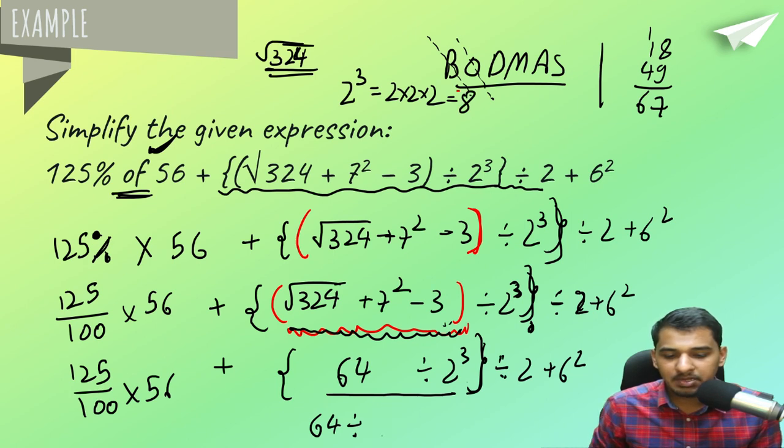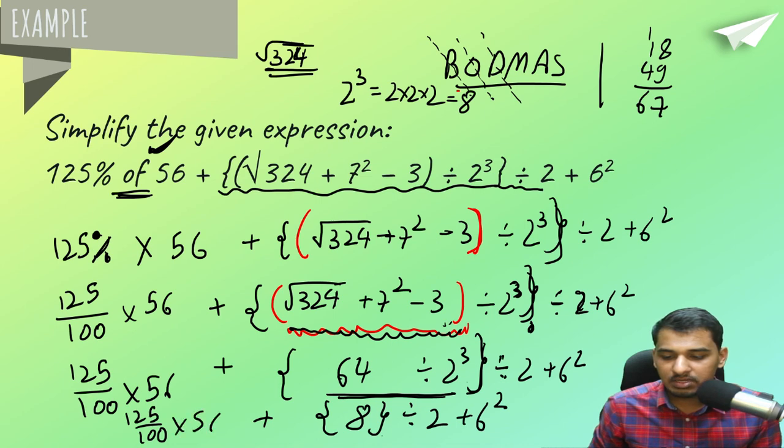So we'll replace this, and then we will do division. 64 divided by 8 is how much? 8. So the value written inside this black bracket comes out as 8. There are no other operations. Okay, divided by 2 plus 6 square plus 125 by 100 into 56. This has been written.